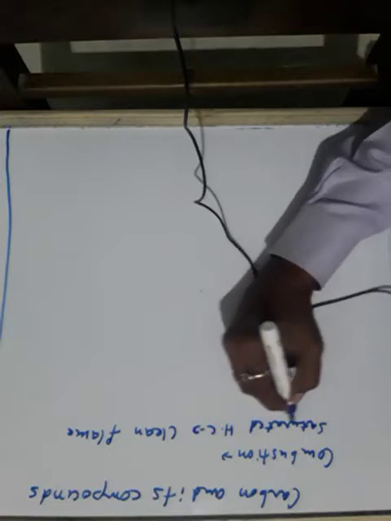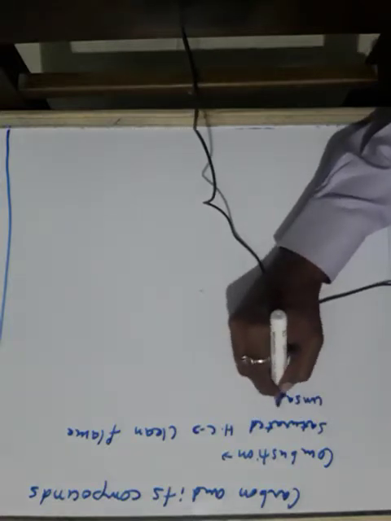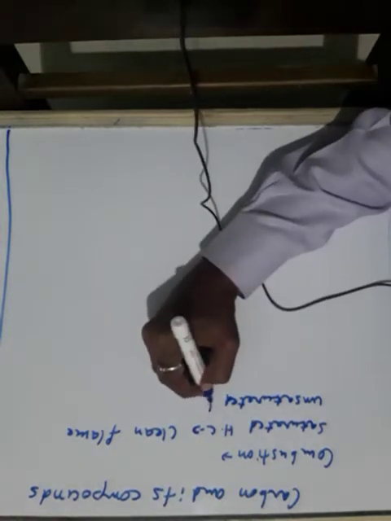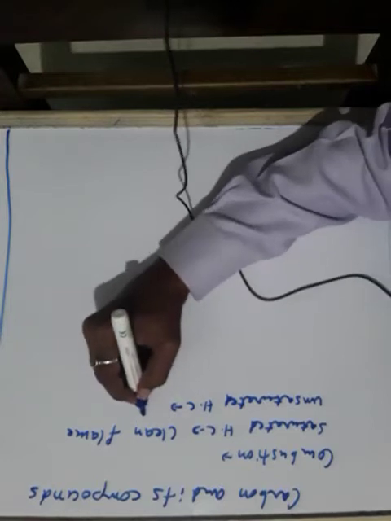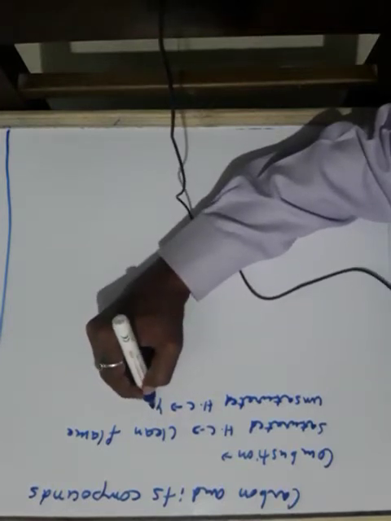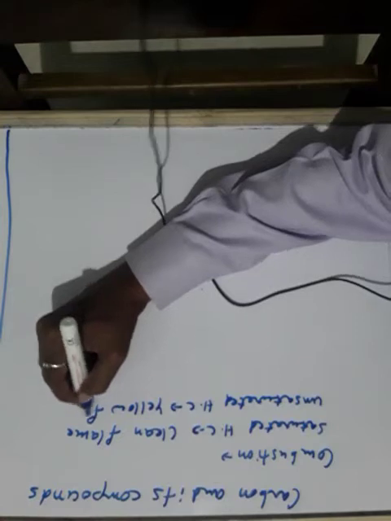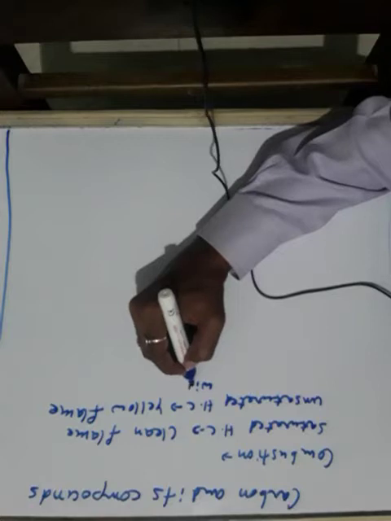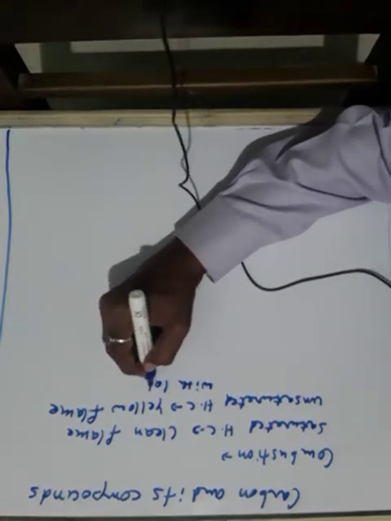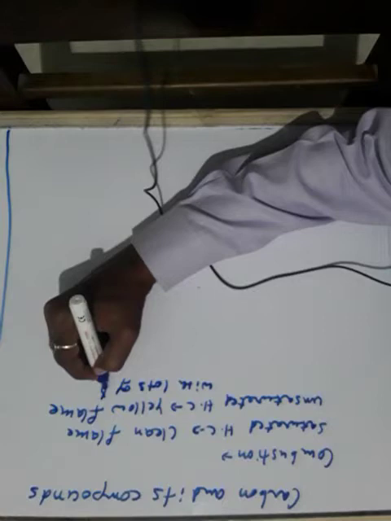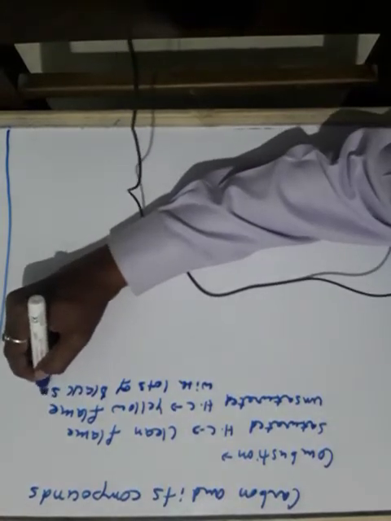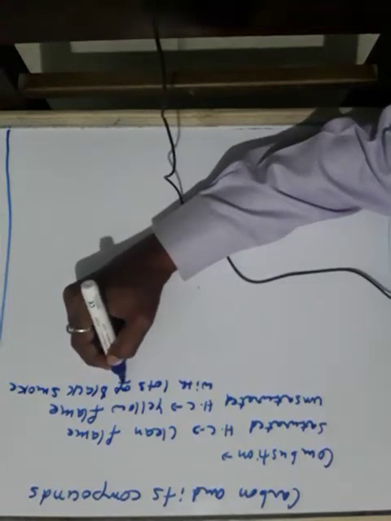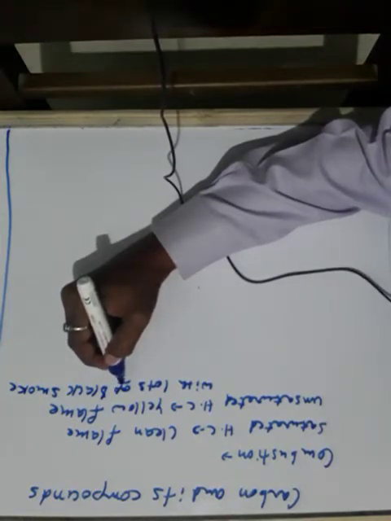And unsaturated hydrocarbons, or unsaturated carbon compounds, you can say, will have a yellow flame with lots of black smoke. You can just observe the burner or gas burner in your home.